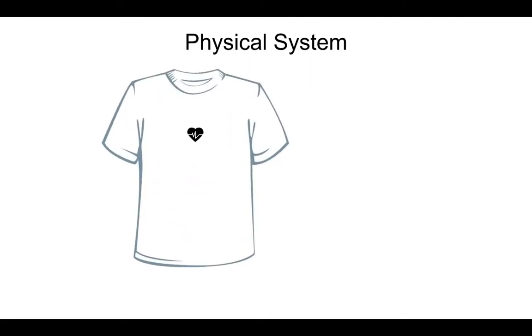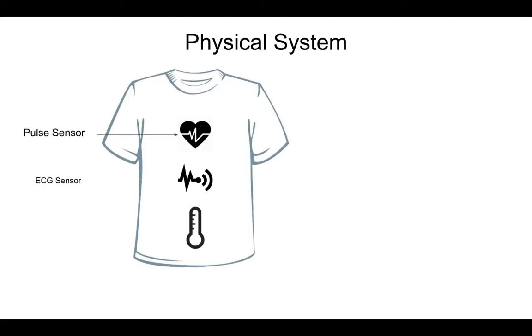The physical system that will be integrated with IoT technology consists of a wearable that embeds in itself 3 sensors. The data can be sent from any wearable cloth. We chose it to be a t-shirt. As mentioned, the t-shirt has 3 sensors, namely a pulse sensor, an ECG sensor, and a temperature sensor.